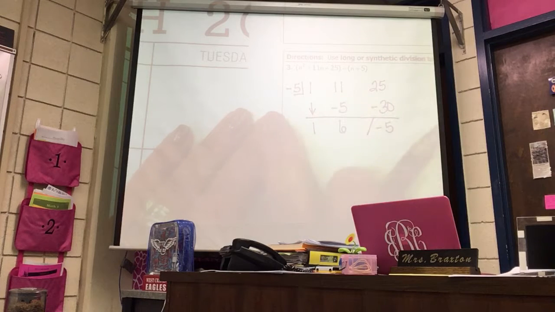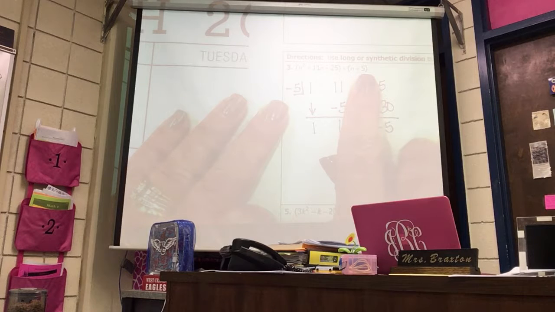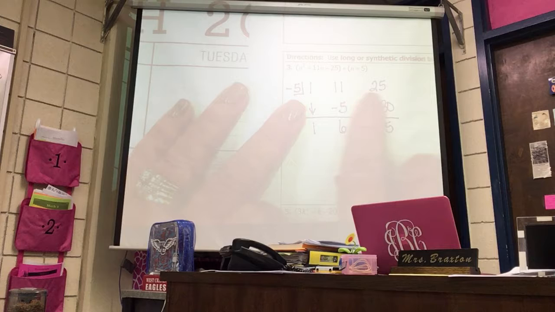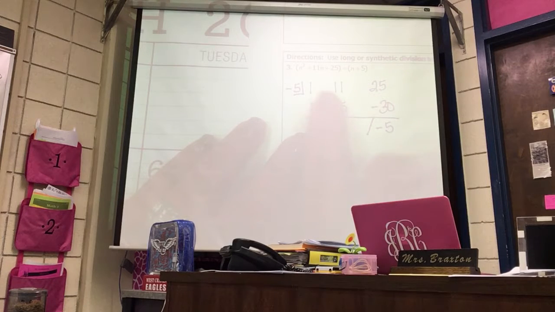So, what I have done is I've put my A in the box, which is just this one here with the opposite sign. I have put my coefficients across the top. I bring the first one down. Whatever it is, you bring it straight down. And then I multiply. -5 times 1, -5. And I add. -5 times 6 is -30, and I add. And I would keep doing that as long as it went.